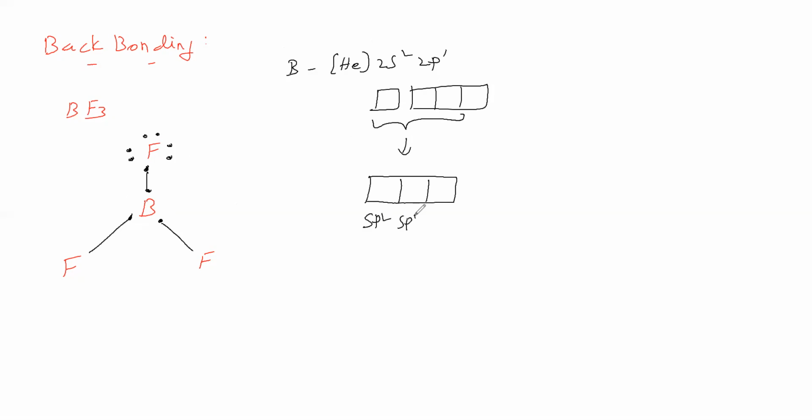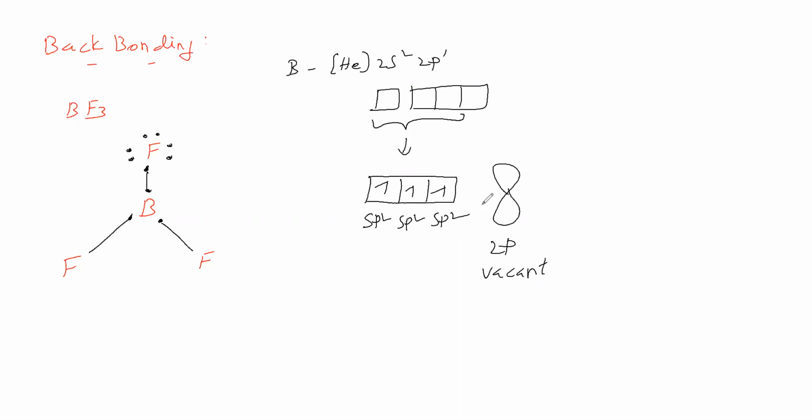So sp2 hybridization we have written. This 2p orbital is vacant. That 2p orbital we will write. Okay, this is a vacant 2p orbital. We will say the valency shell here contains 3 electrons. Those 3 electrons will go here. These 3 sp2 orbitals go for sigma bonding with 3 fluorine atoms.